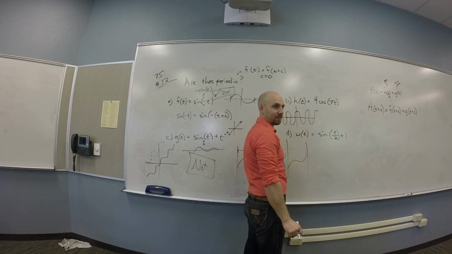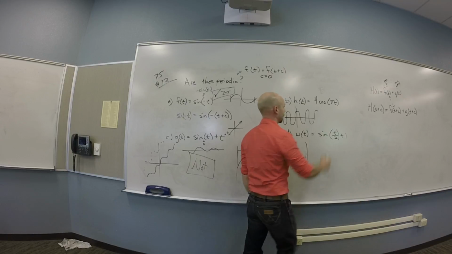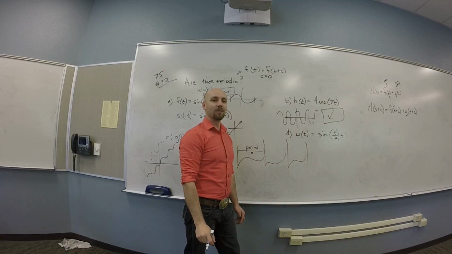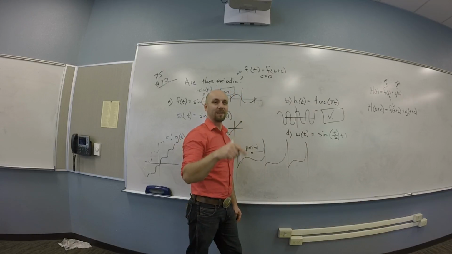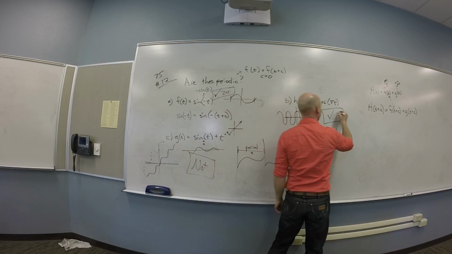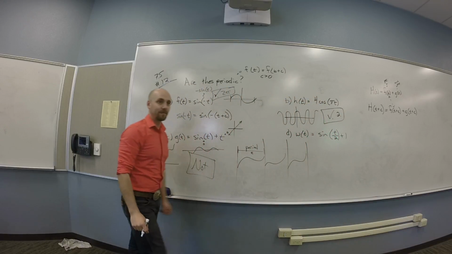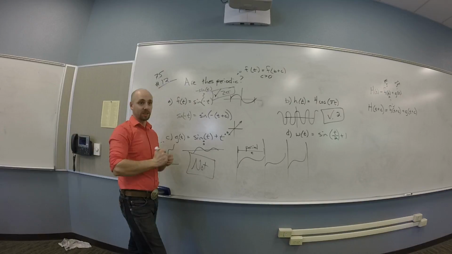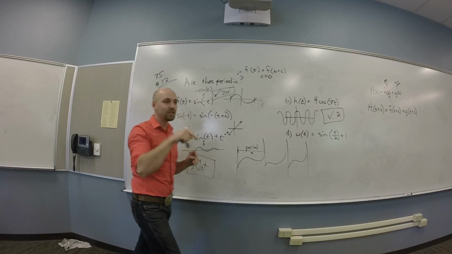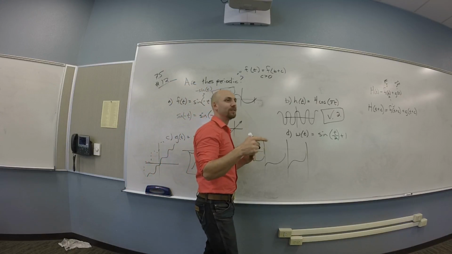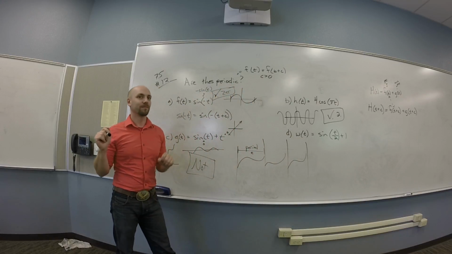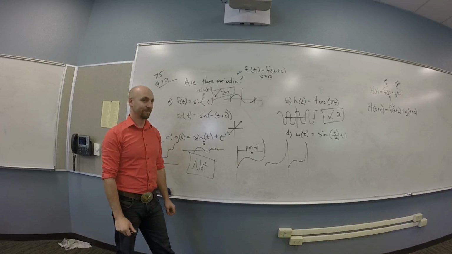But is it still periodic? Yes. What's the period? The period was 2 pi, right? Then we did a horizontal compression by a factor of pi, so I had 2 pi, I compressed it by pi, and I'm left with 2. Yeah, I'm dividing the period by pi.